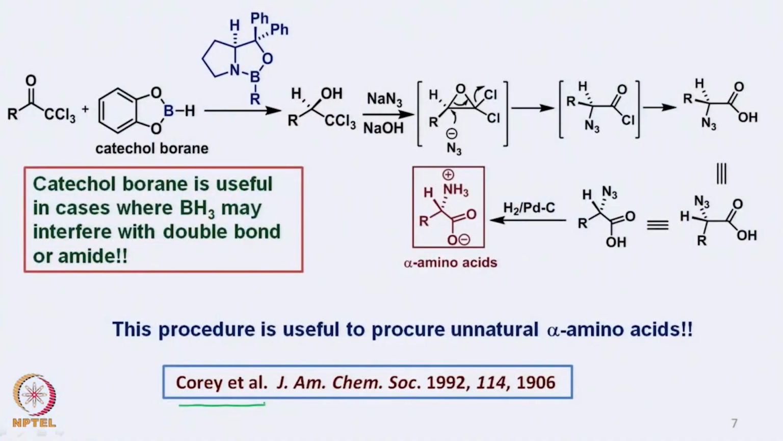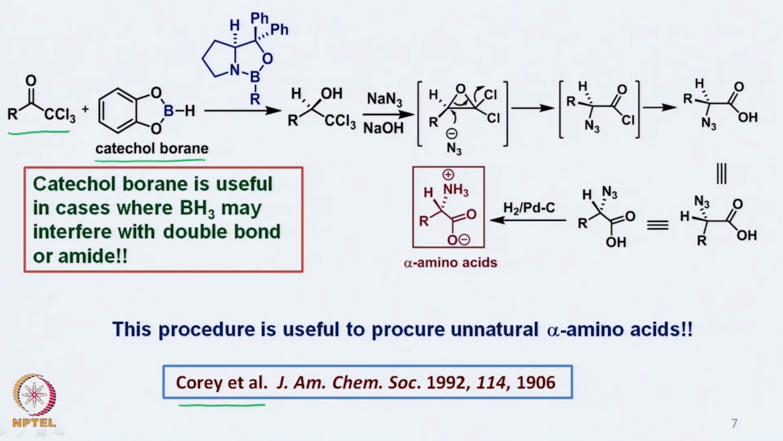So Corey also showed, Corey is the professor at Harvard University and 1990 Nobel Prize winner, that if we take a ketone of this kind where there is a trichloromethyl group attached to it, and we use borane, which is a catechol borane, we can use different types of borane molecules depending on what kind of enantiomeric purity is given.